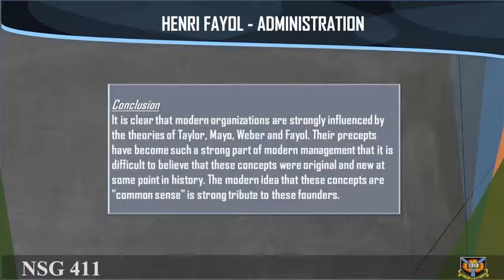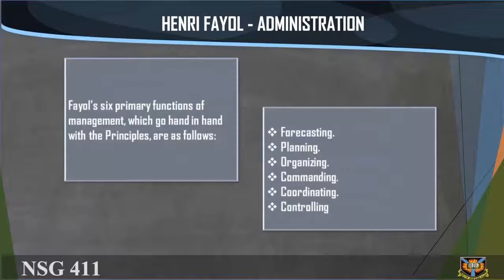Conclusion: it is clear that modern organizations are strongly influenced by the theories of Taylor, Mayo, Weber, and Fayol. Their precepts have become such a strong part of modern management that it is difficult to believe that these concepts were original and new at some point in history. The modern idea that these concepts are common sense is strong tribute to these founders.